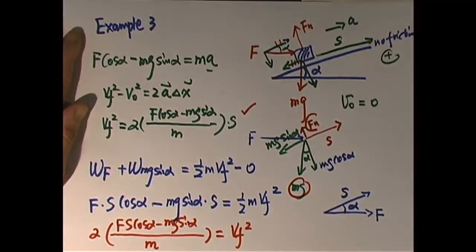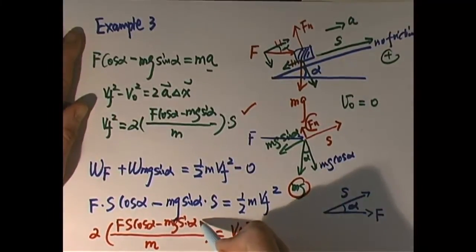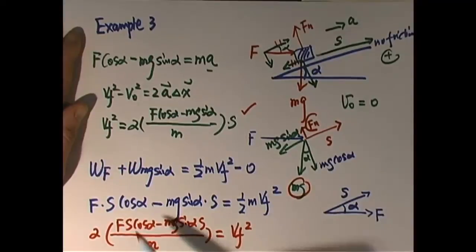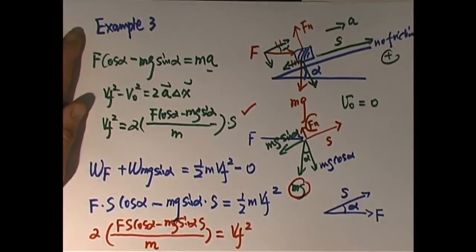So, and here we also have an S. See this S term? Actually, we can move it outside, and this is the S term. So we can solve this problem by 2 different methods. This is called the dynamic method, by using the force and acceleration and displacement. And the second one is by work done.